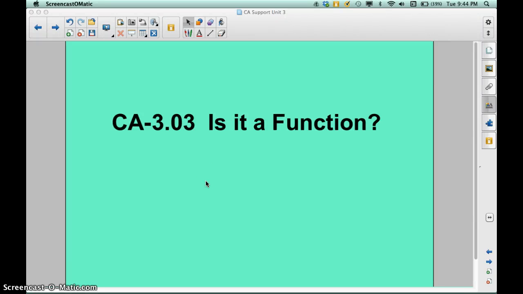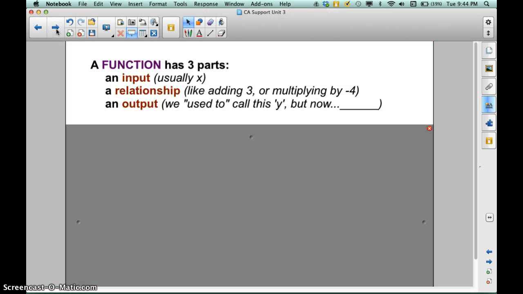This video will teach you how to decide whether a particular relationship is a function. A function has three parts: an input, which is usually x, a relationship like adding 3 or multiplying by -4 or any combination of operations, and an output.